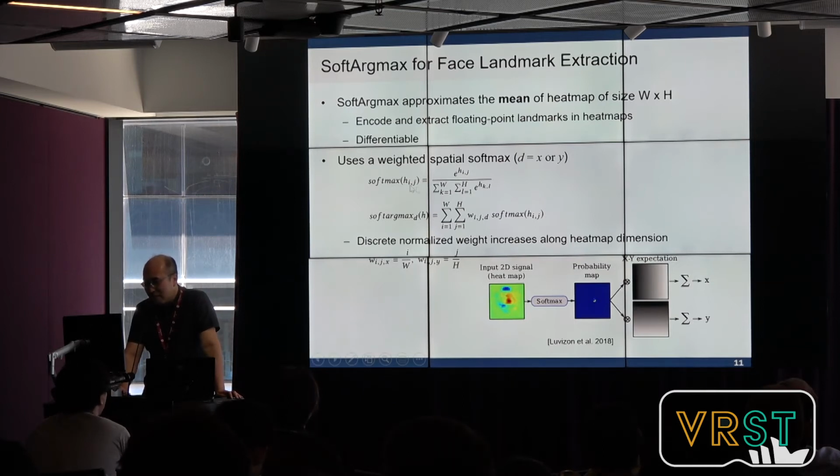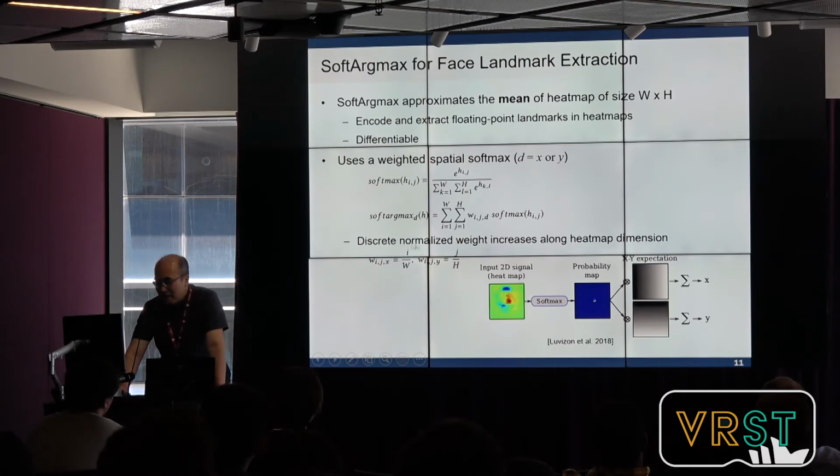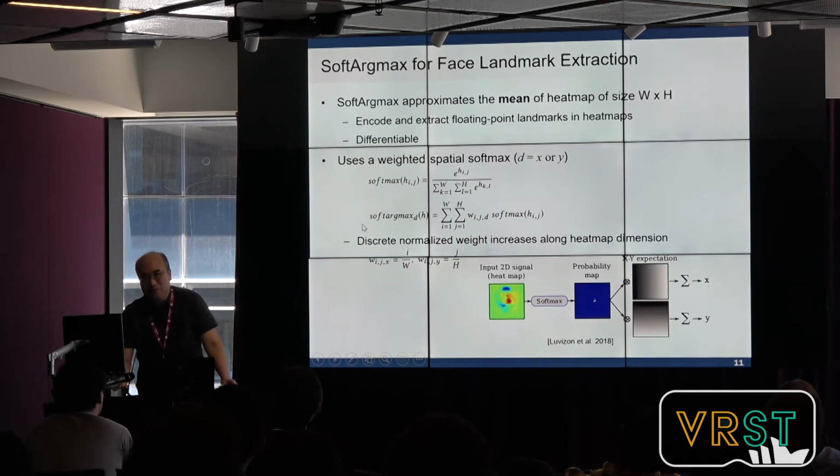This is the equation for softmax. Here we have some value, this is the value stored in heat map coordinate i and j. By having this softmax, we can compute the maximum value stored in the heat map. Then, by weighting this softmax using these weights, we compute the soft argmax. In this example, the weights are actually the coordinates of the pixels stored in the heat map. That means W is the size of the heat map, and i and j are indices. When we weight this softmax using these coordinate indices, the soft argmax gives us the position of the maximum value stored in the heat map. Yeah, that's the basic idea of soft argmax.